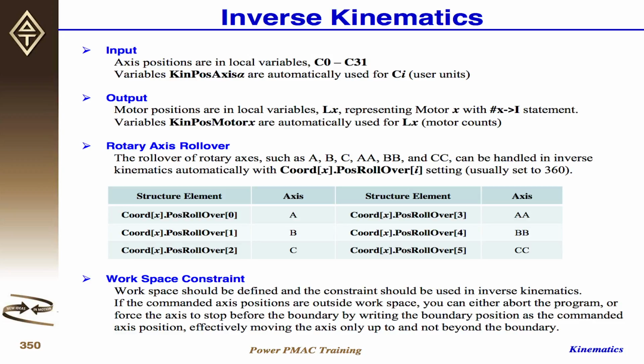The input for that is the axis position, which is defined in C0 to C31. But since you already have the king axis use defined in the forward kinematics, these should be all the axes you want to use over there. The output is the motor position. The variable is the same as before that we defined: king pulse dot motor x.